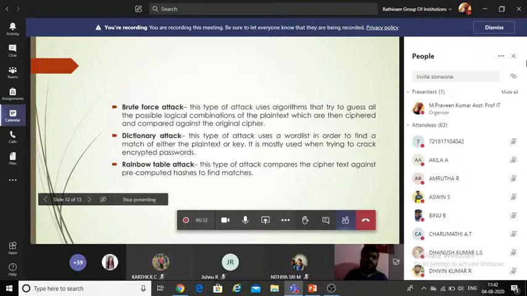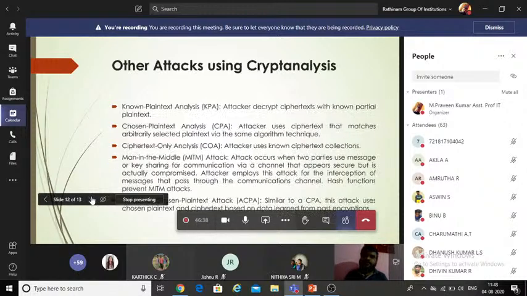So I have already received a lot of ciphertext, a lot of data, and I have arranged my data in my hash table. Now if I receive some new ciphertext, I just compare my new ciphertext with my previous data. That is called rainbow table attack. So these are the three basic types in cryptanalysis. Clear? Okay.